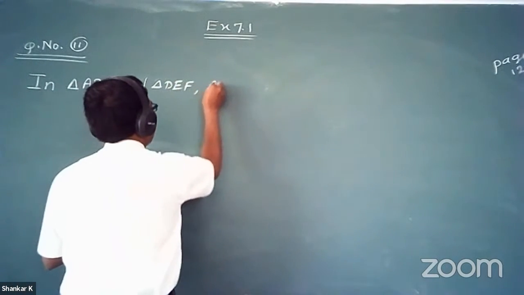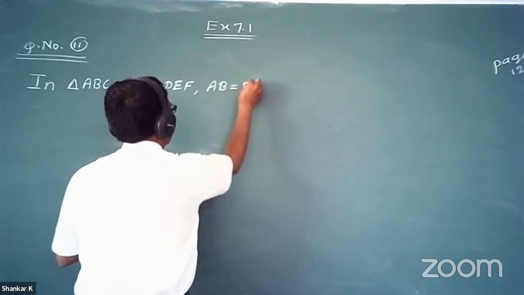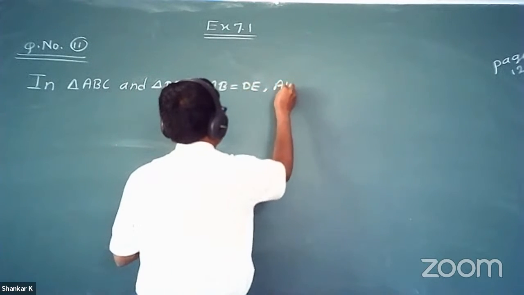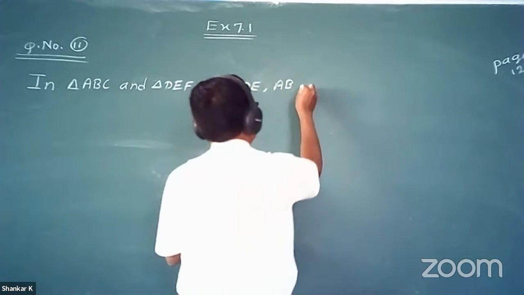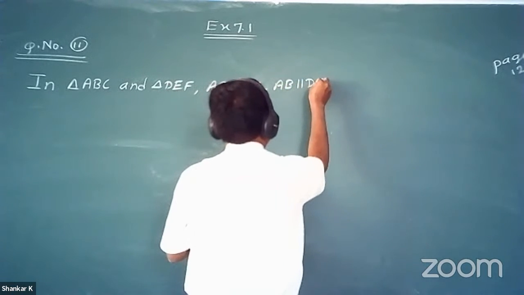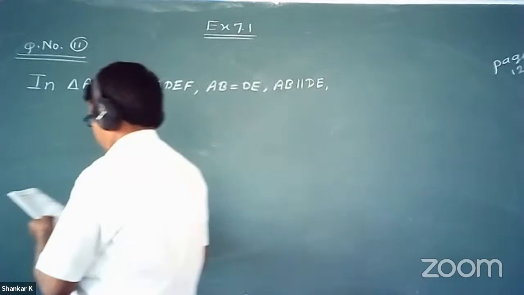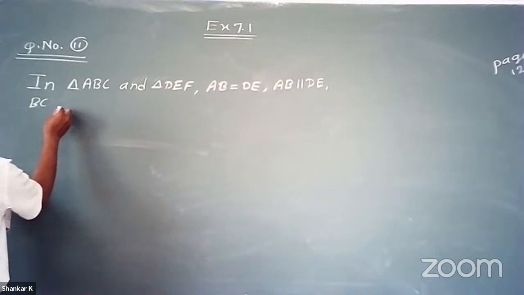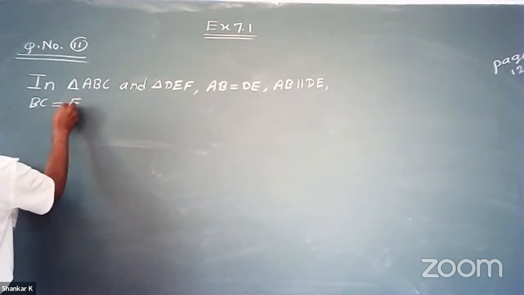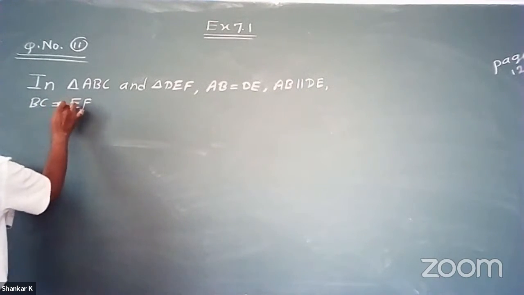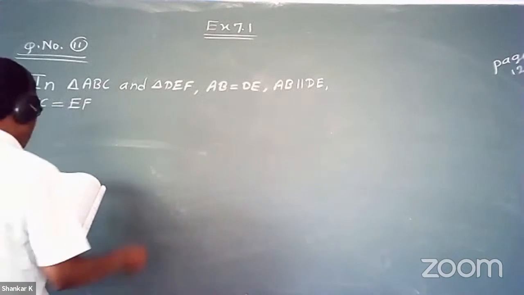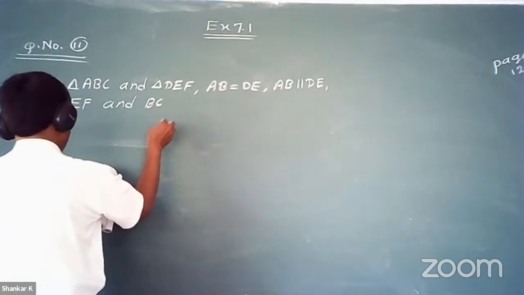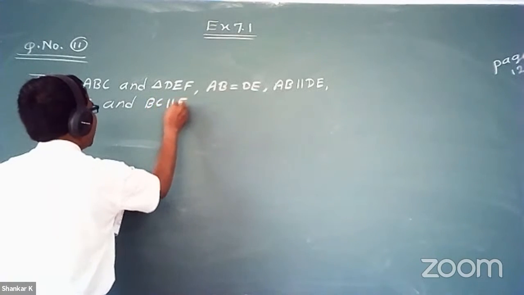AB equal to DE, AB is parallel to DE, BC equal to EF, and BC is parallel to EF.